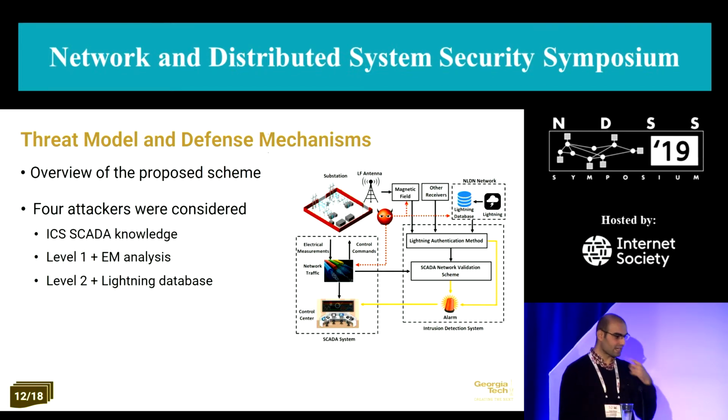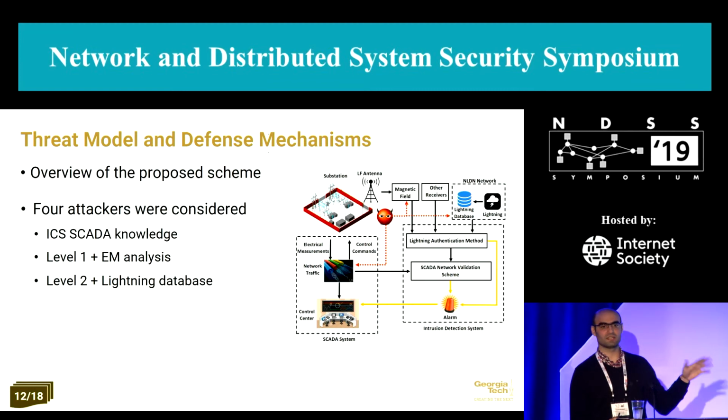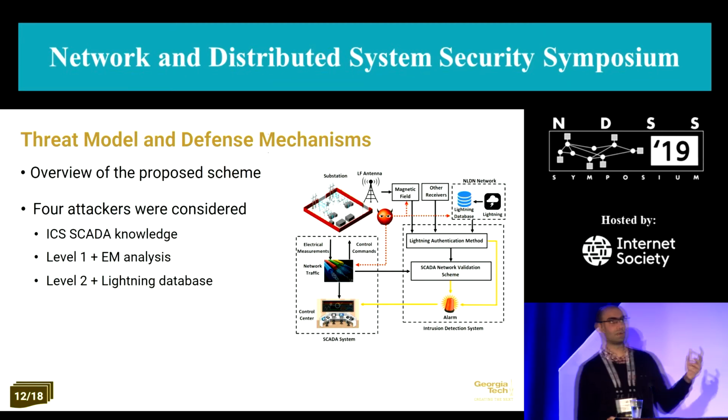So we extract two attributes. We first extract the lightning signals to authenticate our measured signal. Once we make sure our signal integrity is correct, we can take a look at the other attributes like the harmonic content and the fundamental frequency. Those two attributes help us to validate the network traffic.